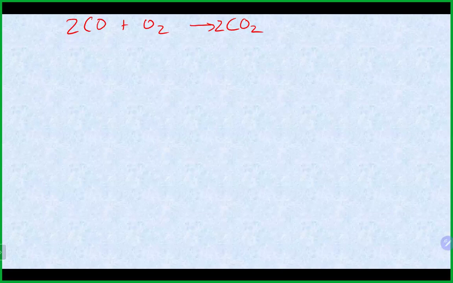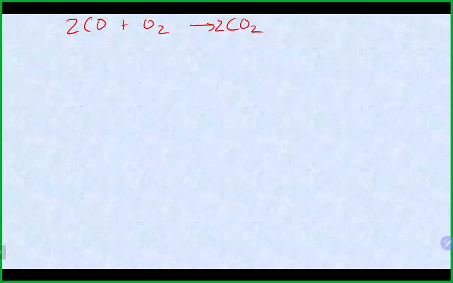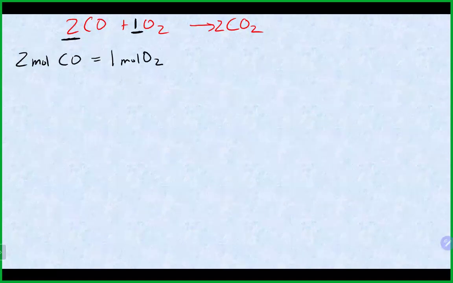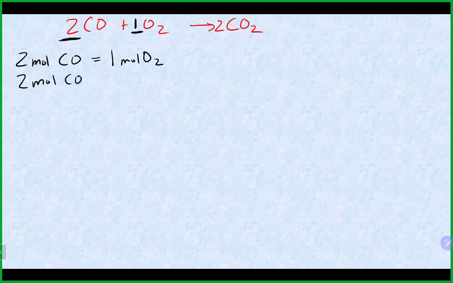We can get several different relationships from the actual equation. We could see from the equation, looking at the coefficients, that for every 2 moles of CO, I get to react it with 1 mole of O2. And again, those are just the coefficients from the balanced equation. Obviously, like normal, if nothing is written there, it is assumed to be 1. I could also say that for every 2 moles of CO that I put in there, I am going to get out 2 moles of CO2.